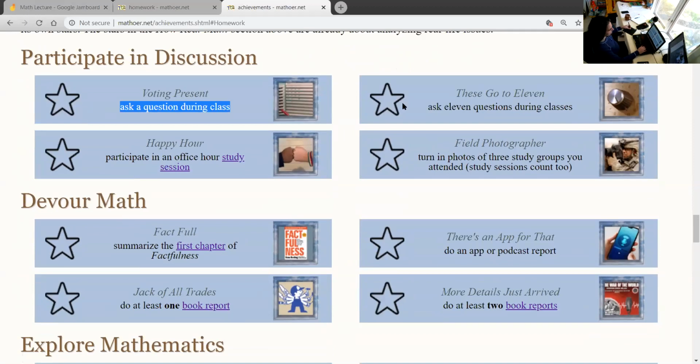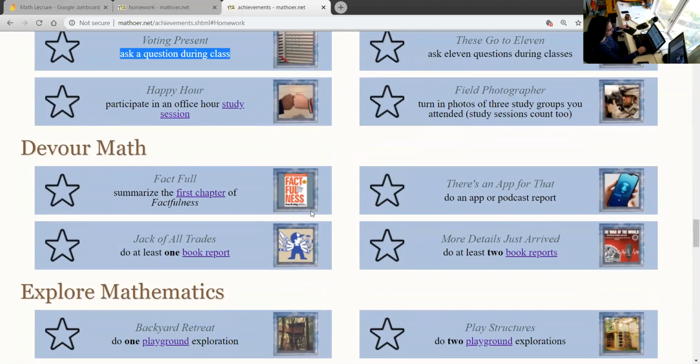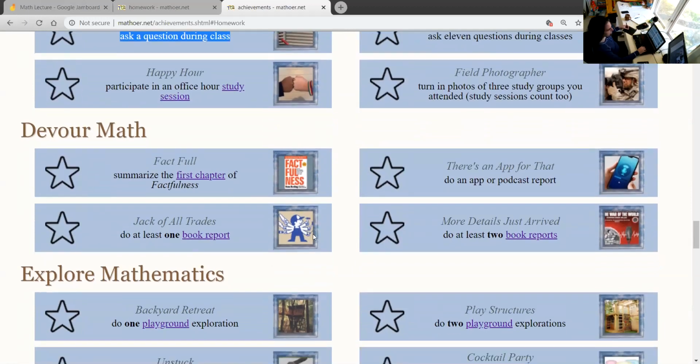So maybe by the end of the term, you'll have asked 11 questions. Right? I think Donna asked 3 or 4 today already. Attended a study session. Some of you have done that. Let me know you were there, and so on. So you'll start getting these check marks on your stars pretty quickly.